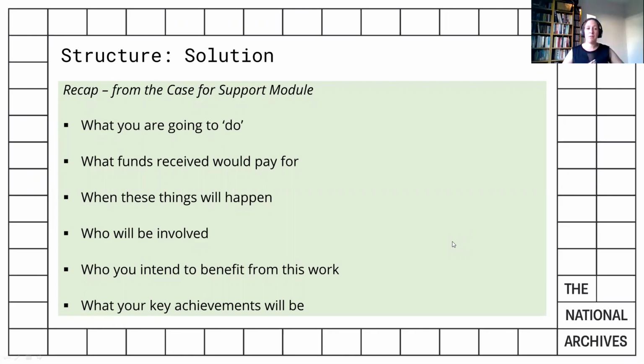And again, a bit like before, just to recap on what I mean by solution. This is the what you're going to do, you know, the who, what, where, why, how stuff. So when did the thing happen? What would be paid for? Funds were received? Who will be involved? Who's going to benefit? What will the key achievements be, and so on. I'm not going to reiterate this again, so it's covered in other materials.